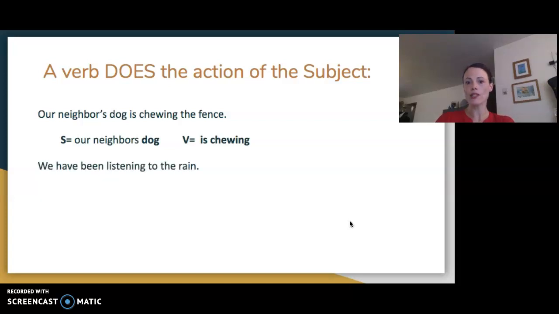We have been listening to the rain. So what's our subject and verb here? So don't just listen to me, try to think and say it even out loud. What's the subject? What's the verb? We and have been listening. So what have we been doing? We have been listening.